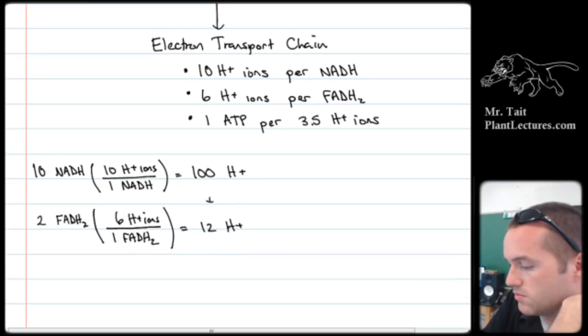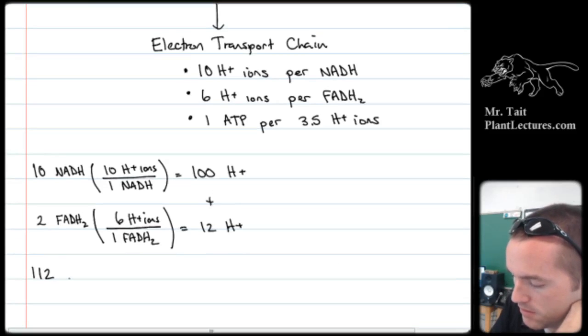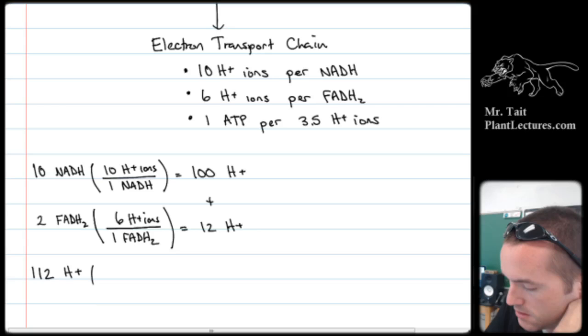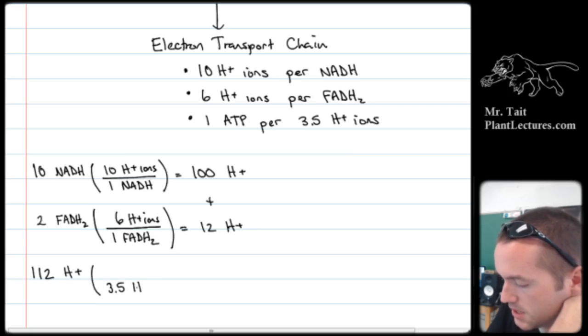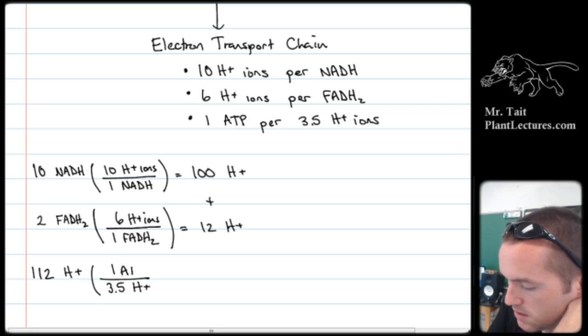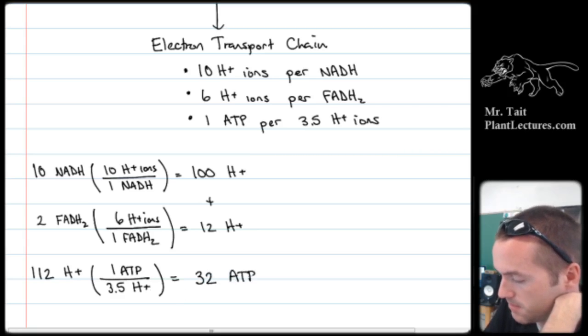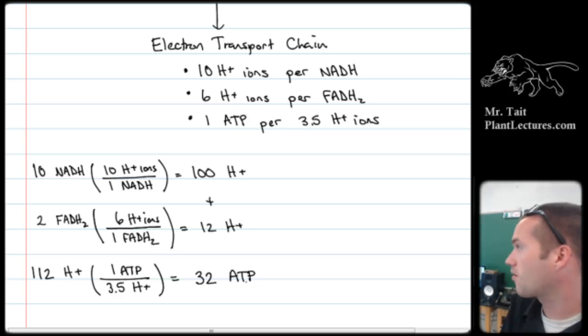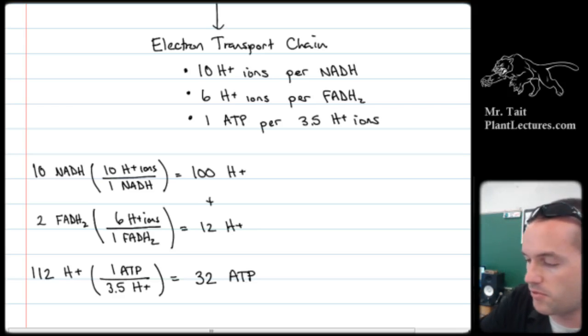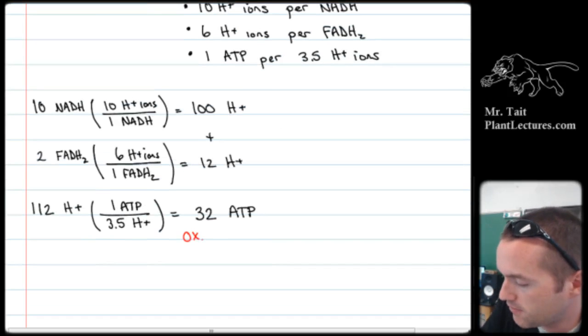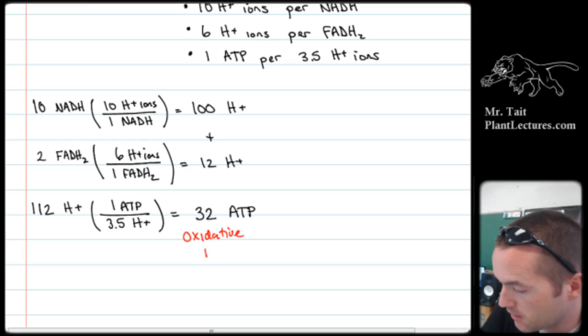And so 100 plus 12 is 112. So we have 112 H plus ions. We said that 3.5 H plus ions is going to yield us a single ATP. And therefore we can say that 112 H plus ions will make us 32 ATP. Okay, so this 32 ATP is created through the process of what's called oxidative phosphorylation.